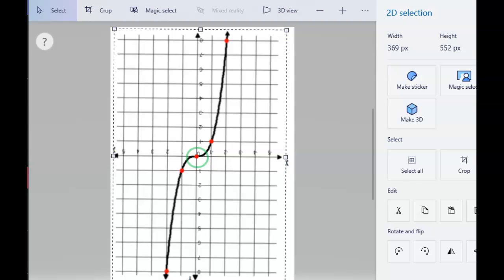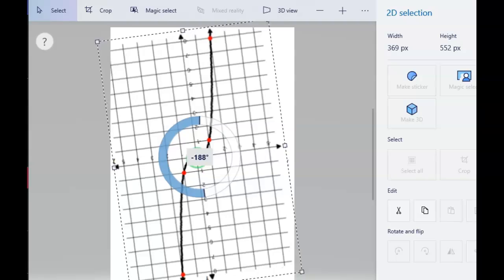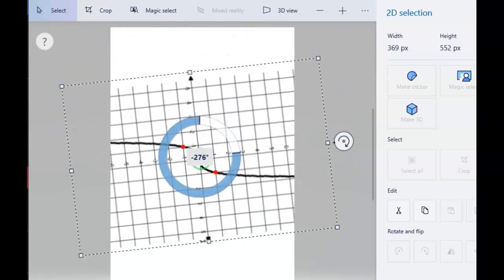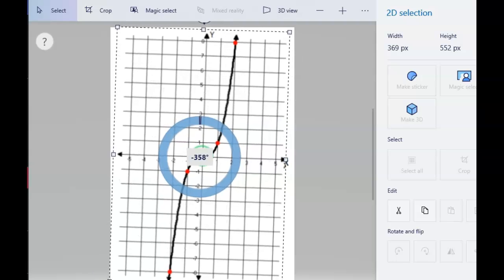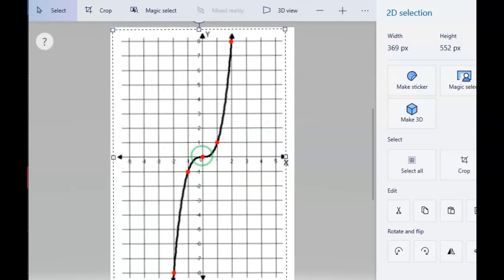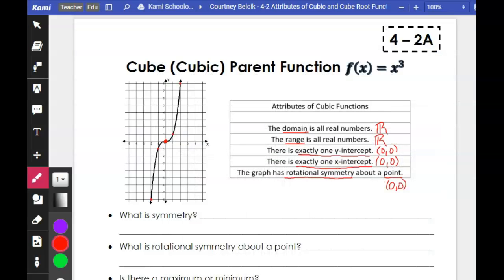Now, the one point that stayed exactly where it was the entire time was the center of rotation. And here I've got that circled. That is the origin. So watch again. If I rotate 180 degrees, my origin stays exactly where it is. That's the center of rotation. And I end up with my graph again. So this is what rotational symmetry looks like. It's easier to spin your graph on paper, like put your pencil on the origin and spin the paper. But since we're virtual this year, it's kind of hard to do that. So I wanted to show you that little animation.